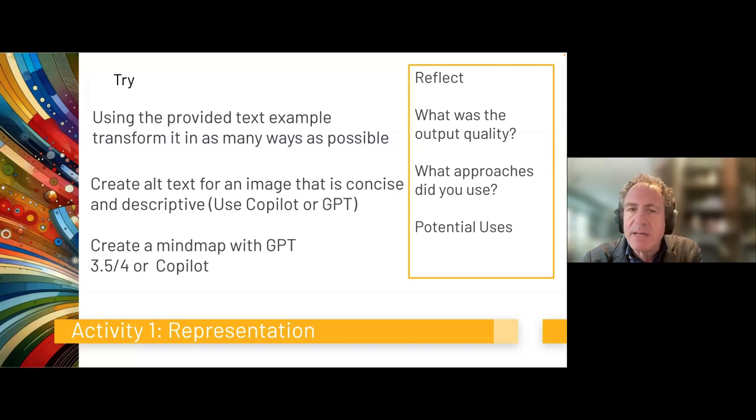If you have GPT-4, you can create alt text for an image. If you don't have GPT-4, you can use MS Copilot to create alt text for an image. Keep in mind that there could well be errors with the Microsoft alt text. And number three, create a mind map just by having it output as headings or a CSV file.